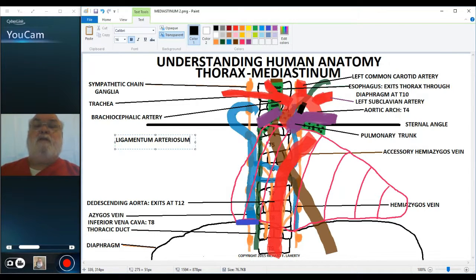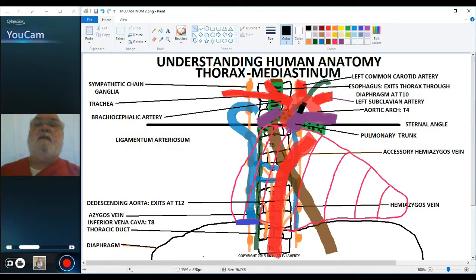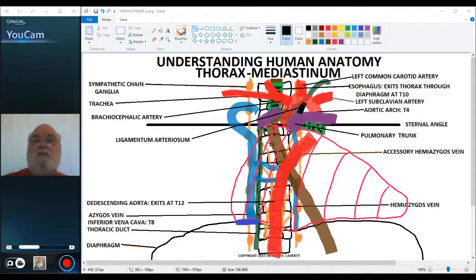Remember that the ligamentum arteriosum is a remnant of the ductus arteriosus, a vascular structure in the fetus that interconnects the pulmonary trunk with the aortic arch. After birth, the ductus arteriosus closes off. It constricts and blood can no longer flow through it, and that vascular structure then becomes a ligament, the ligamentum arteriosum.